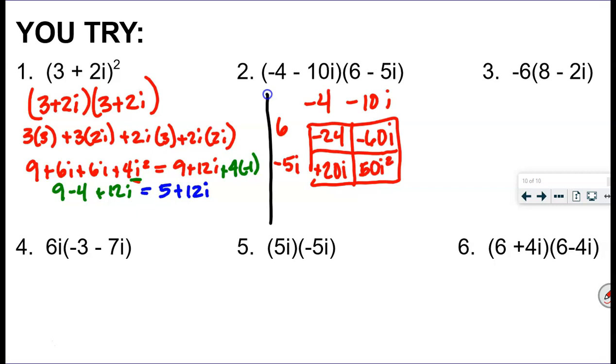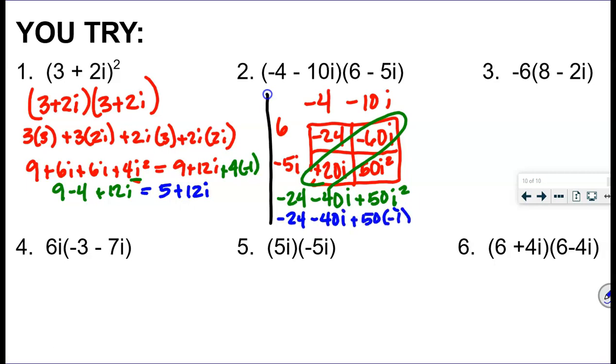Okay, so now remember, these are like terms, right? So we can combine them. So 20 minus 60 is going to be minus 40. So we got negative 24 minus 40i. And then we've got plus this 50i squared. Now remember, the i squared is going to turn to a what? A negative 1, right? So this is going to be negative 24 minus 40i plus 50 times a negative 1. That's going to be a negative 50.